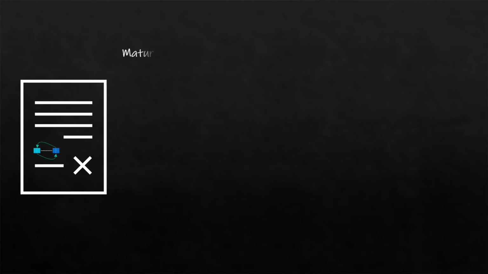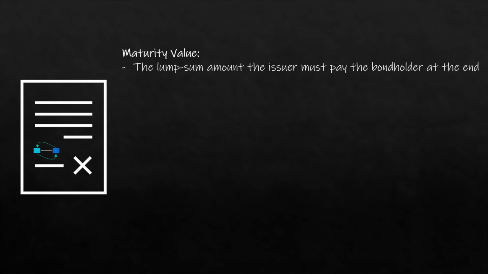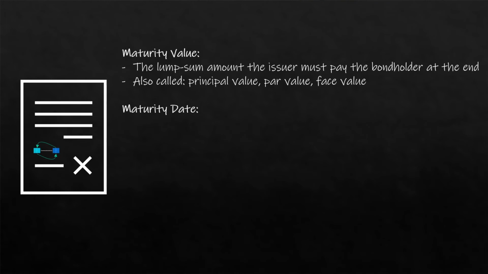The first is known as maturity value. And the maturity value is the lump sum amount that the issuer must pay the bondholder at the end. It's also referred to as the principal value, the par value, or the face value. The maturity date is the next term we should understand, and this is the date that the lump sum amount is due. In other words, this is the date that the maturity value is due from the issuer to the bondholder.